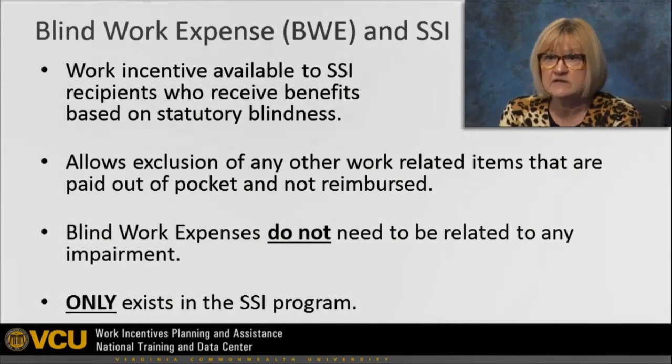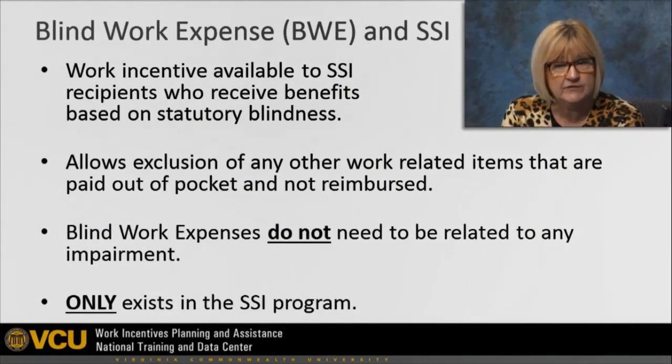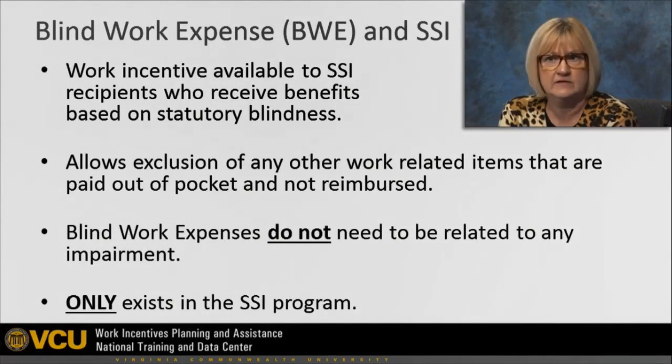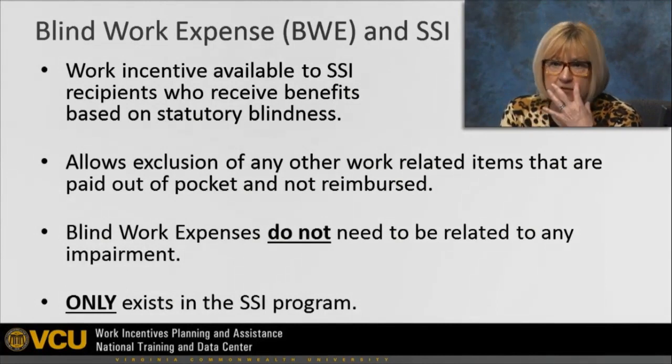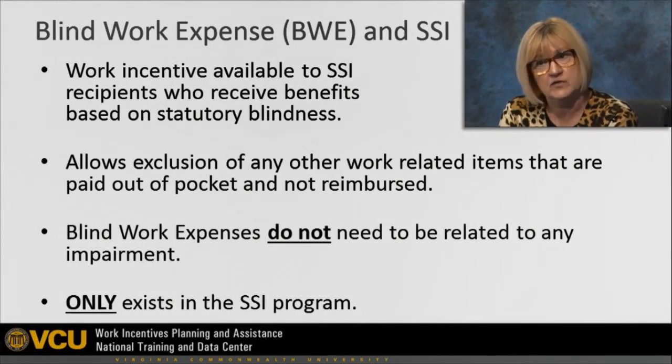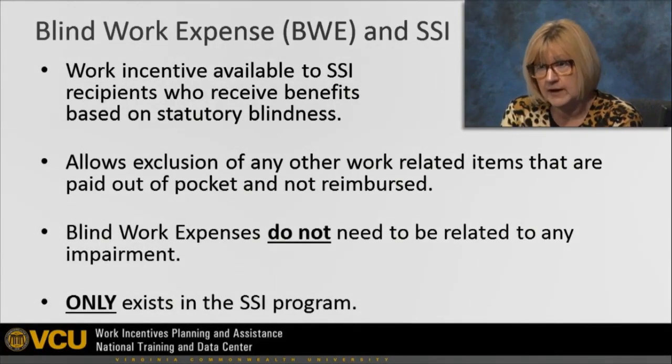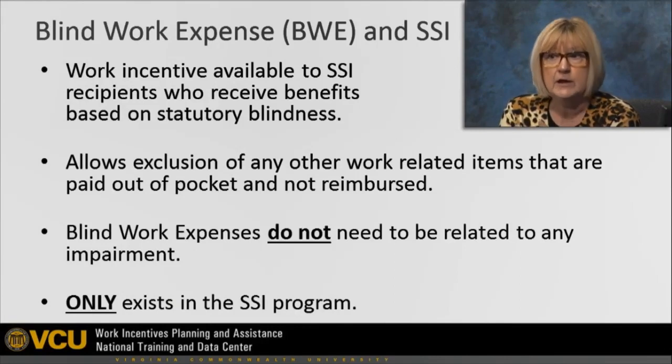Now, blind work expenses, this is number 3. Remember, there's a big difference in certain rules for people who qualify for benefits as a statutorily blind individual as opposed to qualifying for benefits as a disabled individual who isn't blind. Remember that there are some special eligibility rules and there are some special what's called post-entitlement rules too, and this is an example. In the SSI program, certain individuals, if you're statutorily blind, you can deduct something called blind work expenses. And basically, this allows you to exclude any expense that is work-related. And it's powerful because it doesn't have to be an expense related to the blindness or any disability.